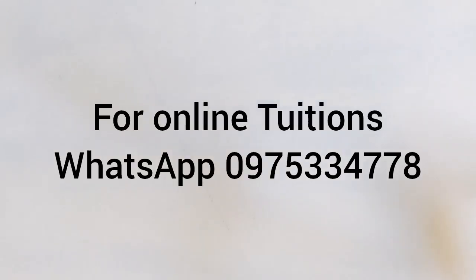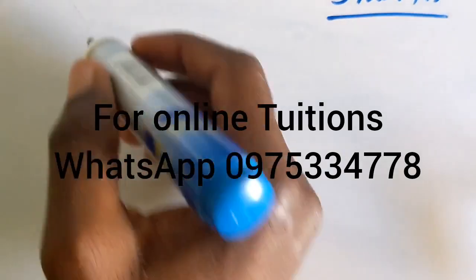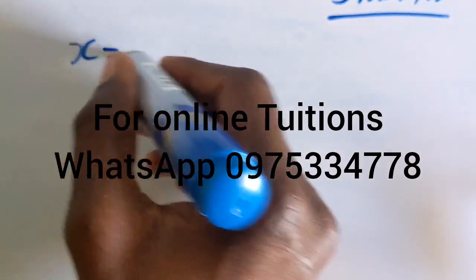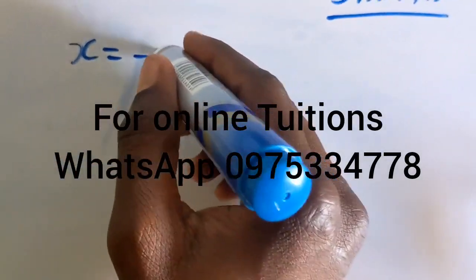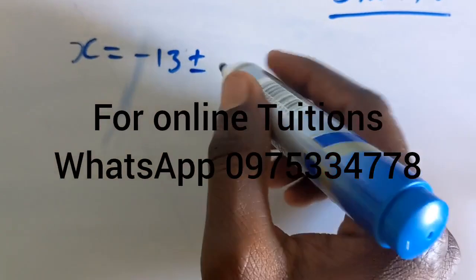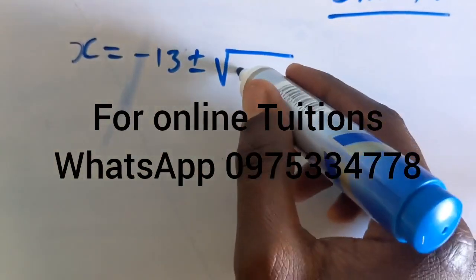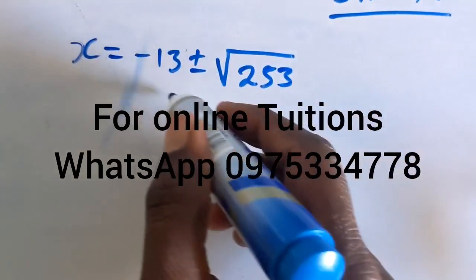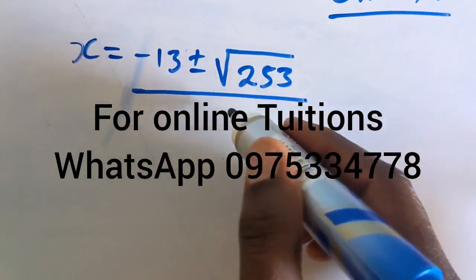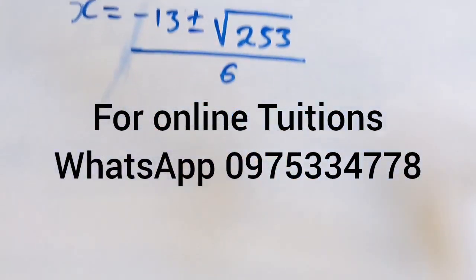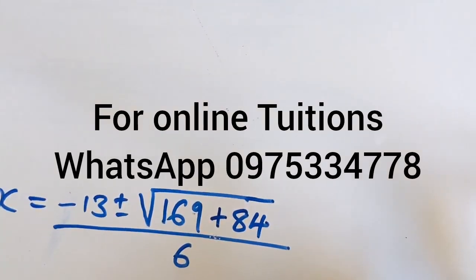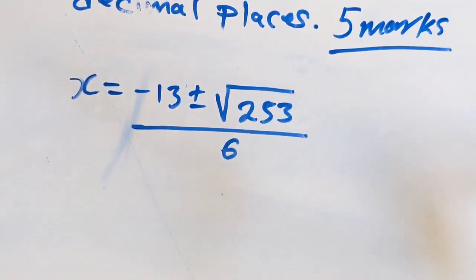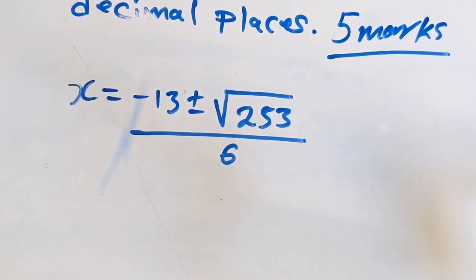So we are going to say we have x is equal to negative 13, positive or negative, then under a square root we have 253, then over we have 6. That is what we have down there. Okay, so we are here now. So make sure that you are writing all these steps for you to get the 5 marks.